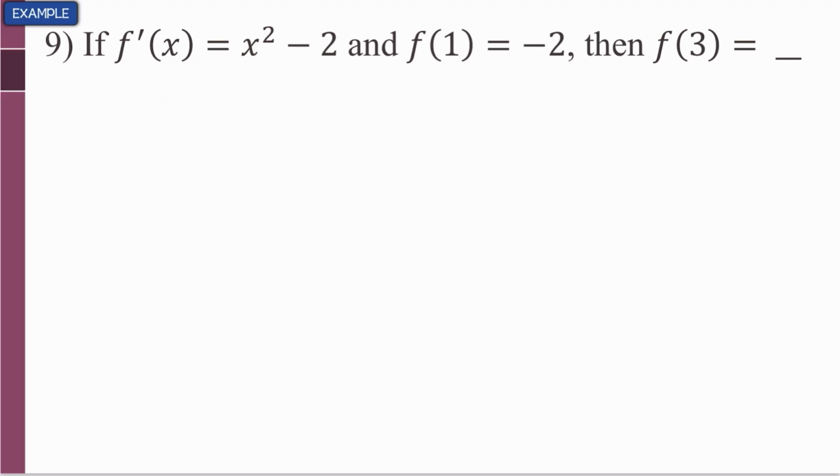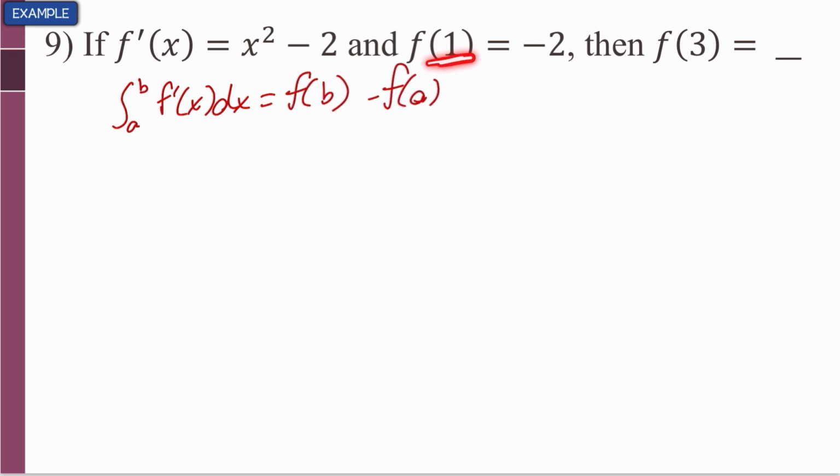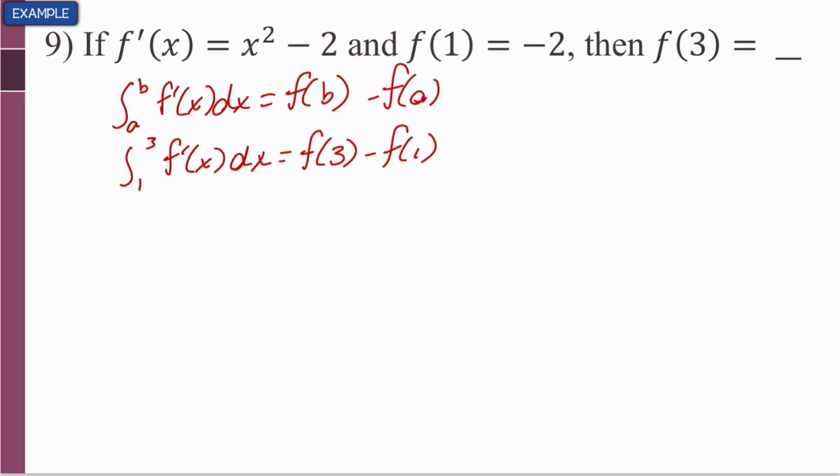with the fundamental theorem of calculus. So again, we know the integral from a to b of f prime of x dx is going to be f of b minus f of a. And since I have f of 1 and I'm looking for f of 3, I'm going to use those as my bounds. So the integral from 1 to 3 of f prime of x dx is going to equal f of 3 minus f of 1.